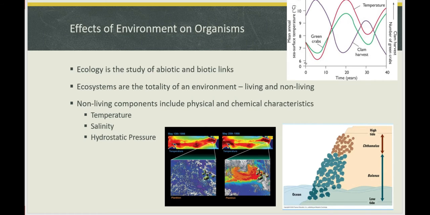In our last lecture, we talked about what ecology is. So ecology is the study of how abiotic parts of the environment affect biotic parts of the environment, or how biotic parts of the environment can affect abiotic parts of the environment. We talked about the idea that we have ecosystems that include both living and non-living elements of the environment, all right? And we started to talk about how non-living components, including physical and chemical characteristics, can affect living organisms.